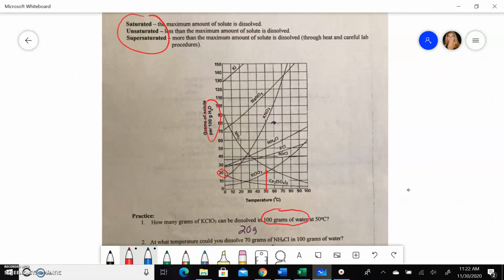The next one says, at what temperature could you dissolve 70 grams of ammonium chloride in 100 grams of water? So again, we're at 100 grams, so that means that we can use the graph. This time they're giving us information about the y-axis because it's in grams. So we're going to go up to 70 grams, and we're talking about NH4Cl, so we're going to go all the way over till we get to NH4Cl, which is right here. So that's going to be about 90 degrees Celsius.